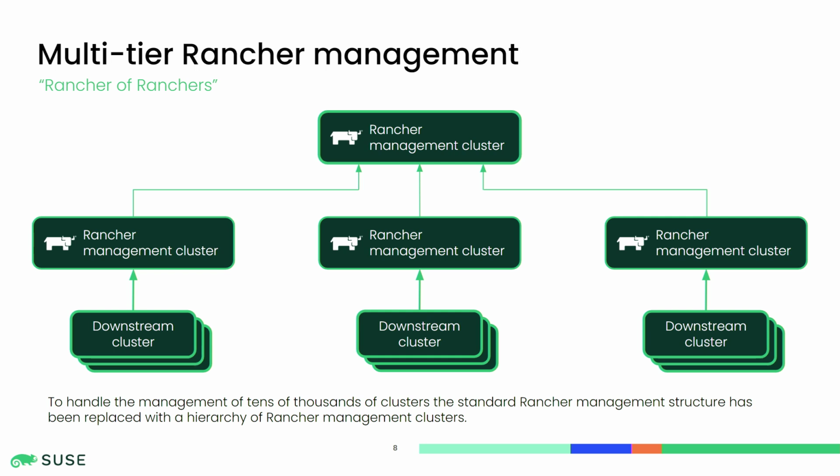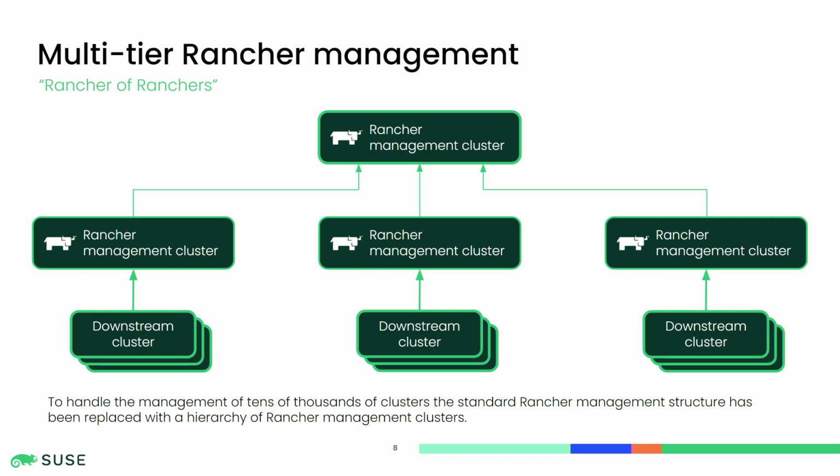So basically, from the standard Rancher management model, we are moving over to the multi-tier Rancher management. What we are doing is that as we grow the scale, we are adding more Rancher management clusters, which are now forming this centralized or middle layer. So we have a set of Rancher management clusters managing their own downstream clusters, and this is how we are capable of increasing the scale as needed.